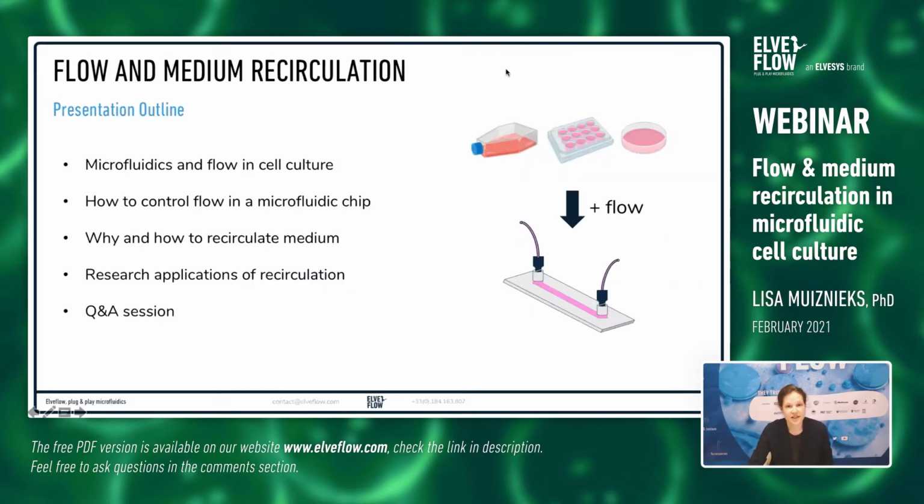In this presentation, we will describe how to move from a static cell culture platform, such as traditional culture flasks, to dynamic cell culture using microfluidics. We first introduce the advantages of adding flow to cells in culture and describe how to control the flow in a microfluidic chip. We'll then describe why you might want to recirculate medium and how to set this up. Then we'll finish with some recent applications of recirculation before our Q&A session.